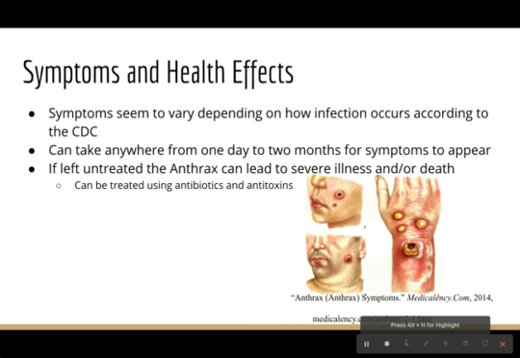Symptoms and health effects of anthrax. According to the CDC, anthrax symptoms seem to vary depending on how the infection occurs. It can take anywhere from 1 day to 2 months for symptoms to appear. And if left untreated, anthrax can lead to severe illness and or death. Luckily, it can be treated using antibiotics that are dependent on a patient's medical history and a few antitoxins, which are generally combined with the antibiotics.